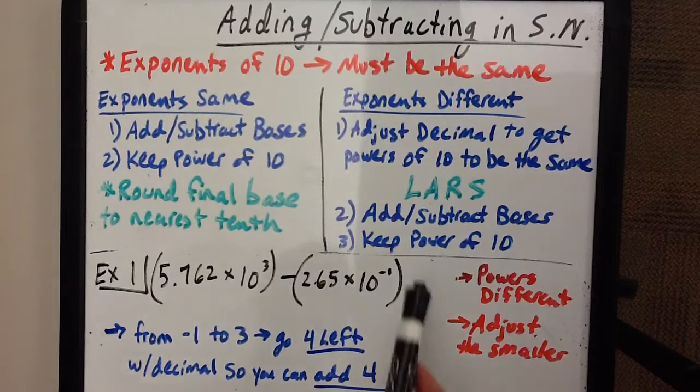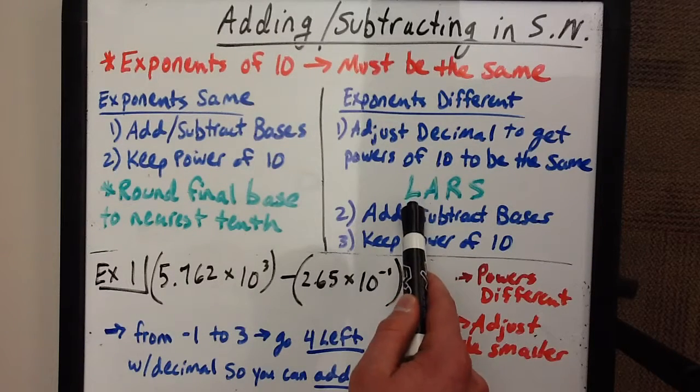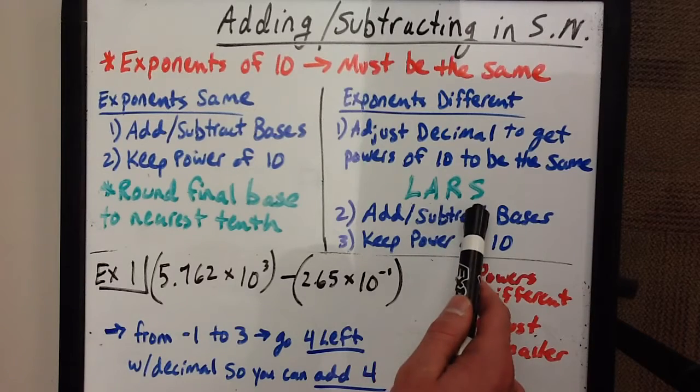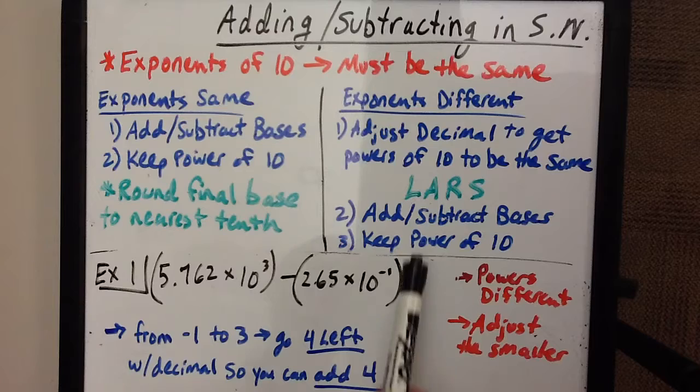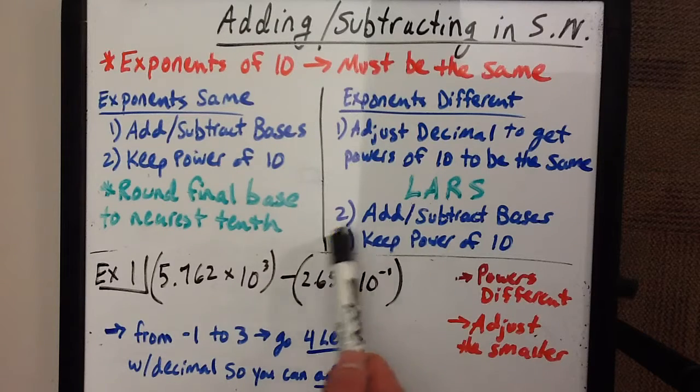So to adjust the decimal, we follow LARS. Move the decimal left, you add. Move the decimal right, you subtract. Then, after you've adjusted the decimal and your powers of 10 are the same, then you can add or subtract the bases. In this case, we'll subtract, and then you keep the power of 10.